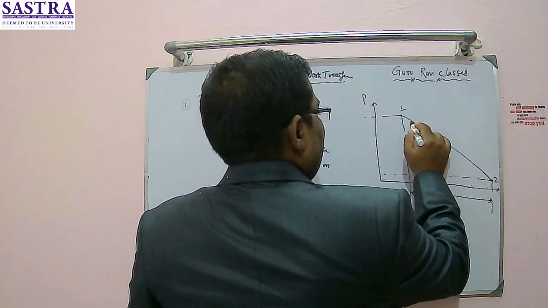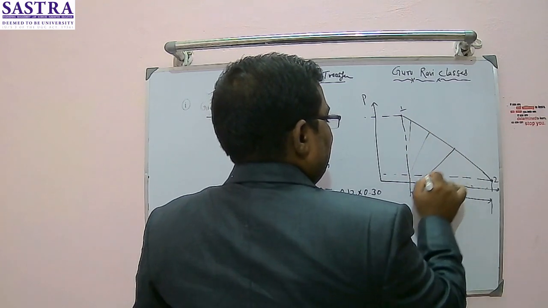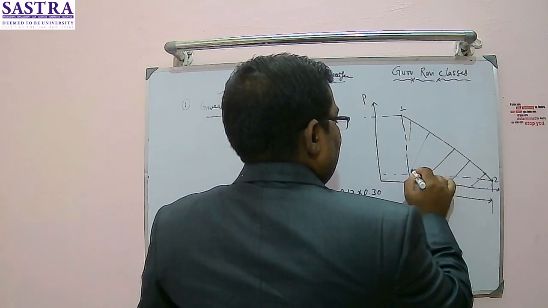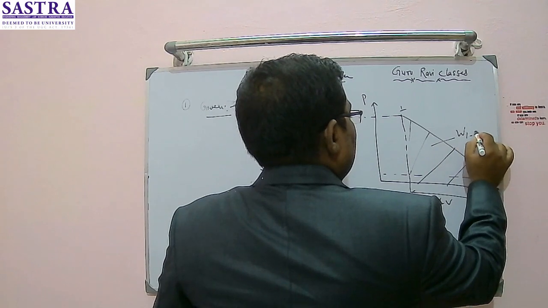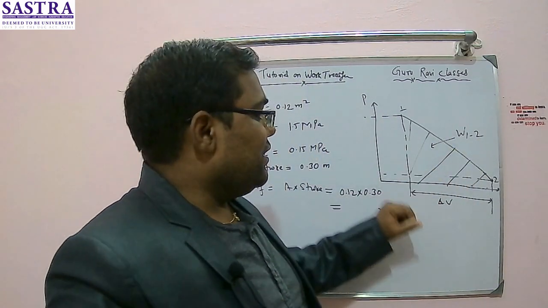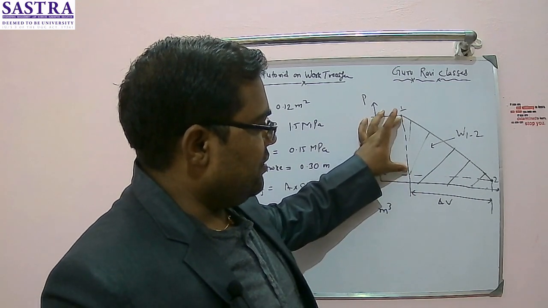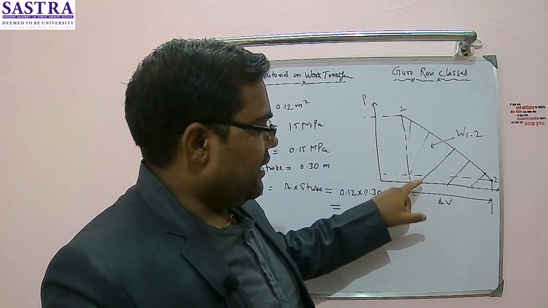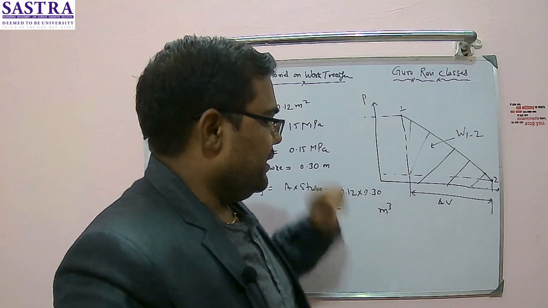Now the area under this curve, basically this complete thing, is the work transfer that I need to calculate. So how will we calculate it? Basically this diagram can be divided into two parts: one is a triangle, which is here, and another is a rectangle.